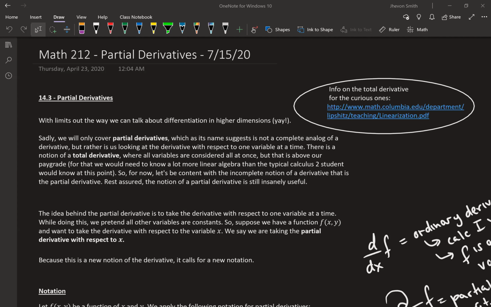Basically, it's like you're slicing through something with a plane and getting a curve, and you're finding the tangent line that goes in the direction of one of the variables at a time. And we'll talk about some of the consequences of that, or maybe lack of consequences, later on.